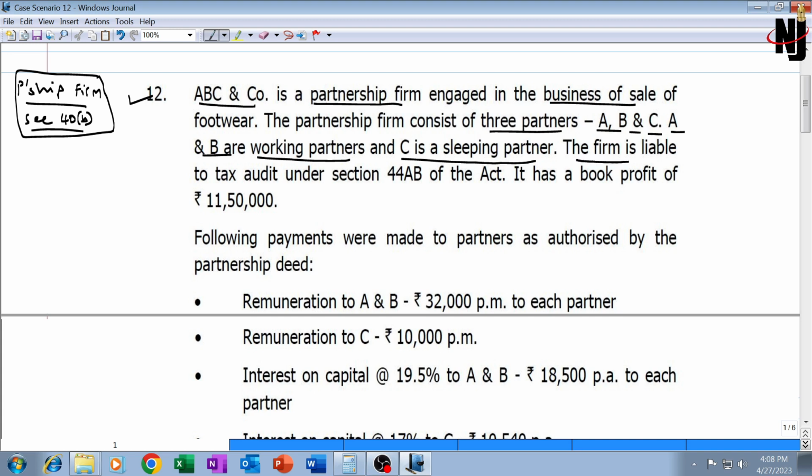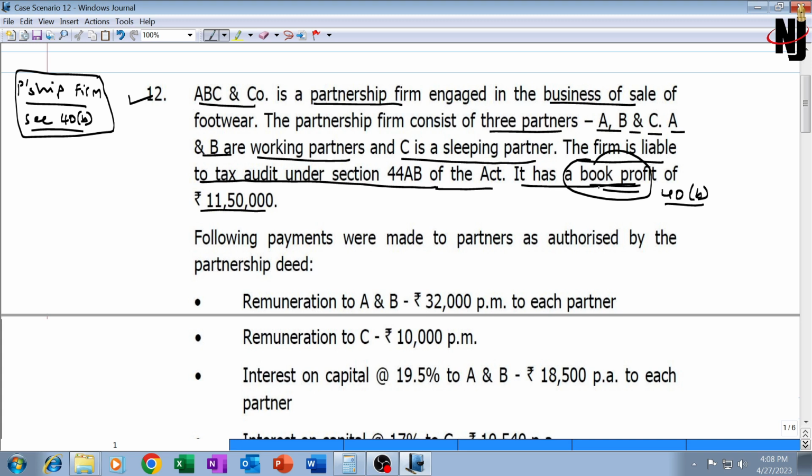The firm is liable for tax audit. Please underline this, liable for tax audit under section 44AB of the Act. It has a book profit of 11,50,000. Now book profit is relevant for the purpose of section 40 clause B, and book profit amount is directly given to us. Good. So we will not be required to find out book profit.